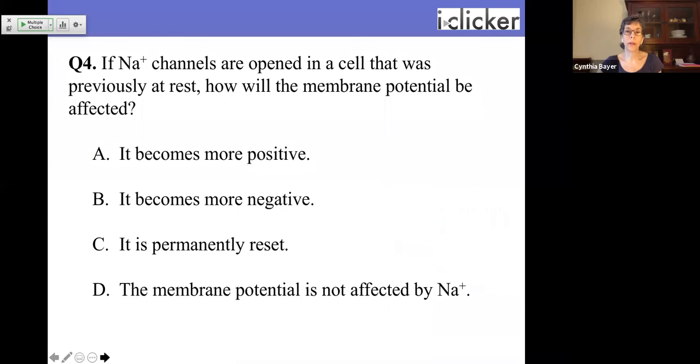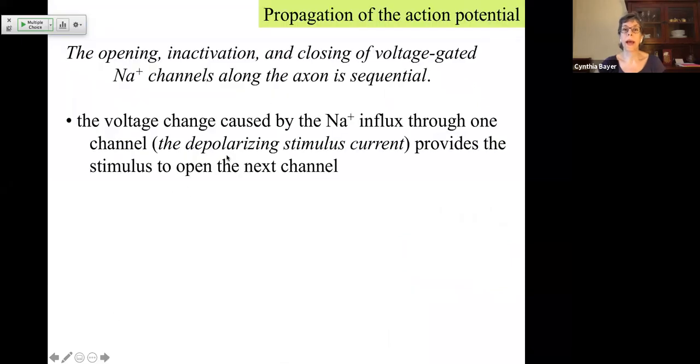Now, what's important here is not only how an action potential arises, but how it moves, how it's propagated along the axon. What we're going to see is that these sodium ion channels are opening, becoming inactive, and then they close. And where that action potential is occurring in one part of the axon is going to provide the depolarizing stimulus to open up the next channel.